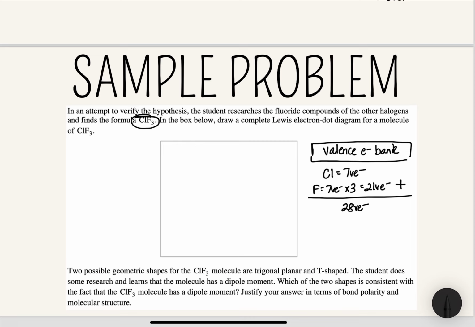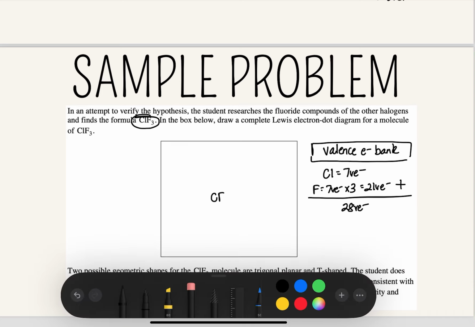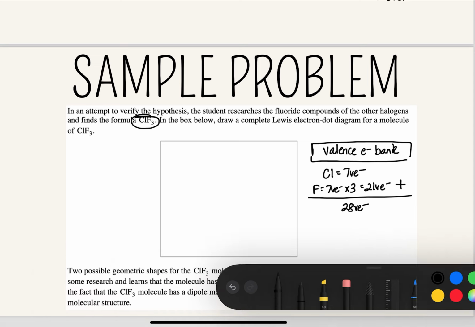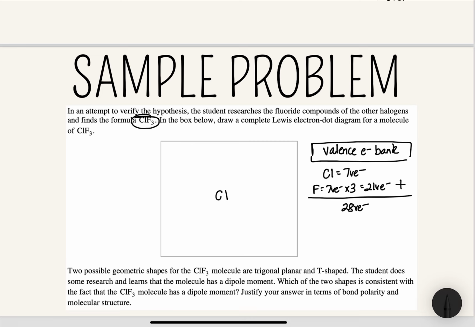So when I'm drawing my Lewis dot diagram, what I need to do is empty my valence electron bank. For example, I'm going to put chlorine in the middle, and the fluorines will surround the central atom. When I empty my electron bank, I'm going to first put bonding pairs. So I'm going to put a bond here, and a bond here, and a bond here. Remember that a bond is 2 electrons each, so that's 6 electrons. So I've emptied 6, and now I have 22 valence electrons left.